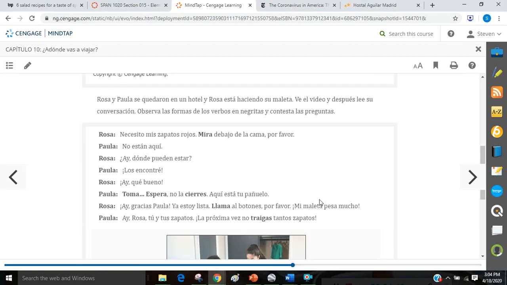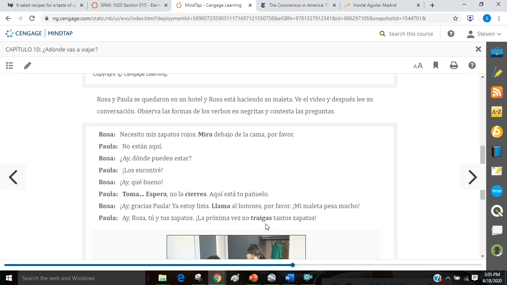Okay, looking at this dialogue, mandato informal. These are affirmative commands. How are they formed? The affirmative tú command is the usted form of the present tense. So when used in this context with a person with whom you typically use tú, it becomes a command.